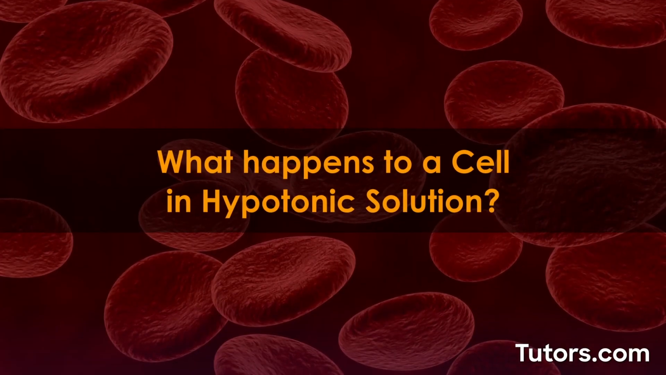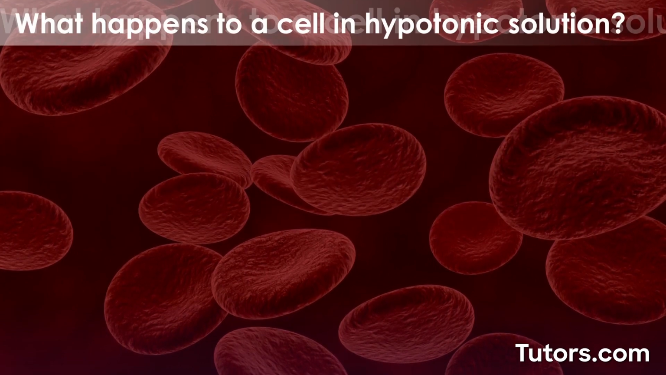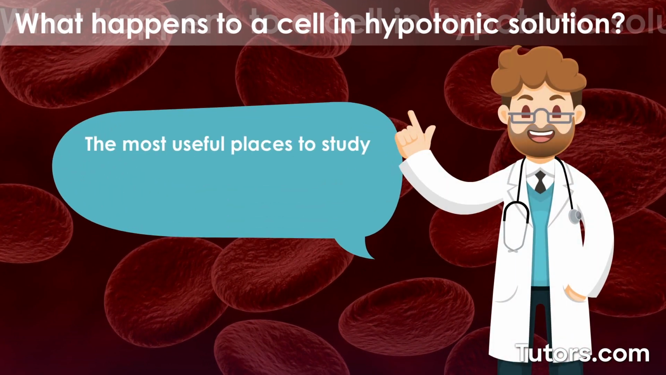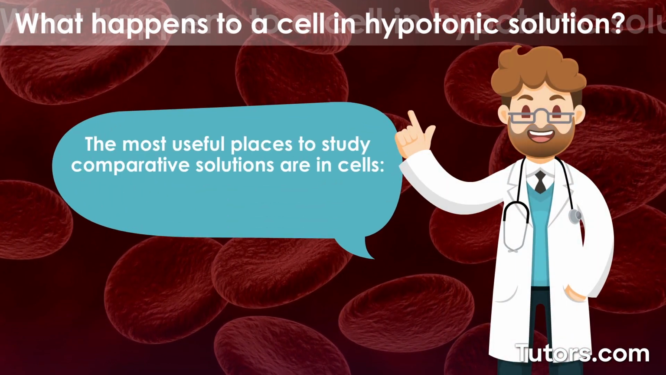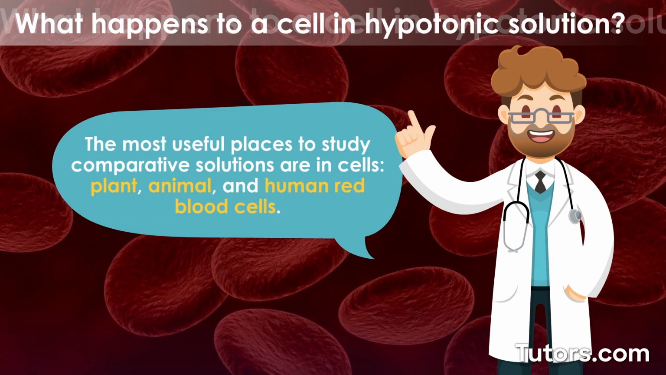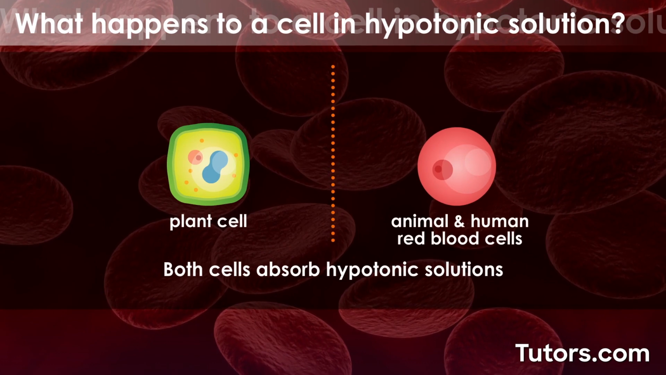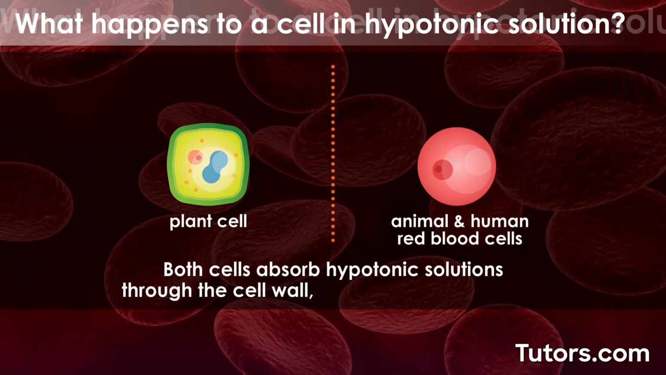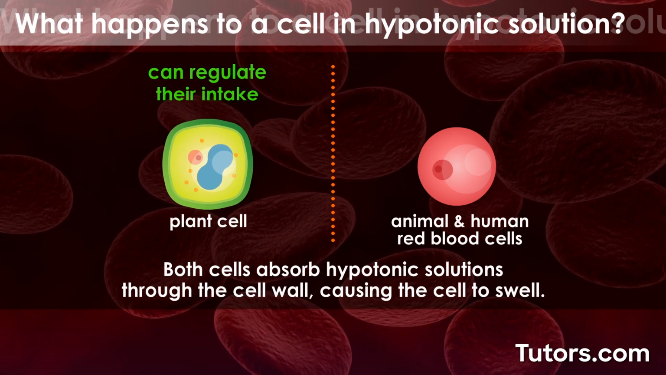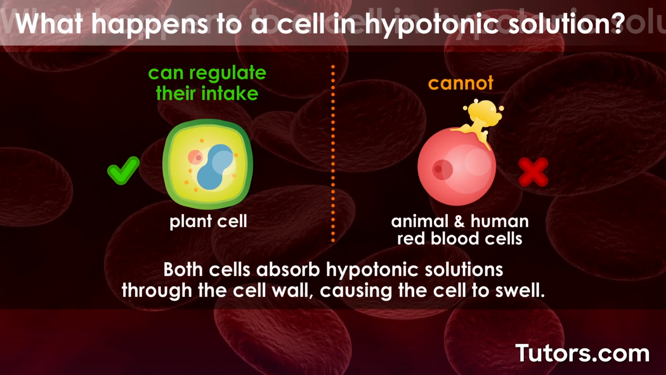What happens to a cell in hypotonic solution? Hypotonic solutions are always in comparison to solutions in proximity to them, and the most useful places to study comparative solutions are in cells: plant, animal, and human red blood cells. Both plant and animal cells absorb hypotonic solutions through the cell wall, causing the cell to swell. However, plant cells can regulate their intake, and animal cells cannot.